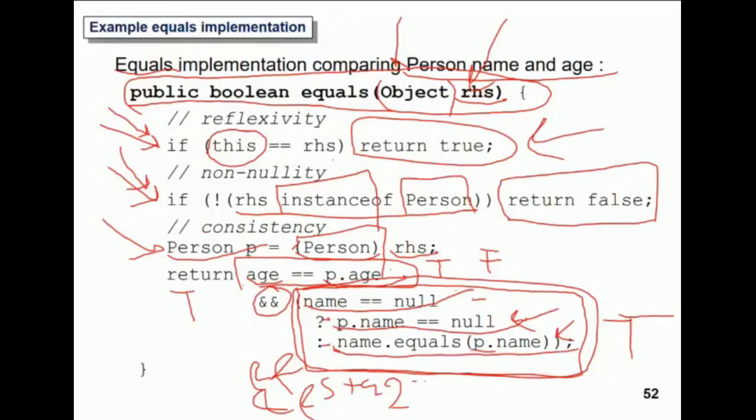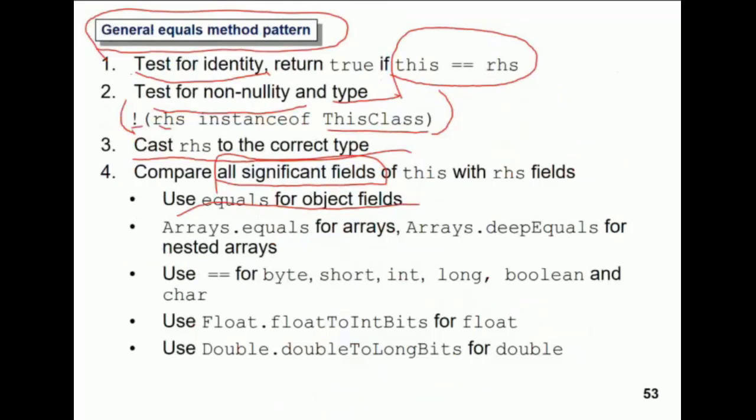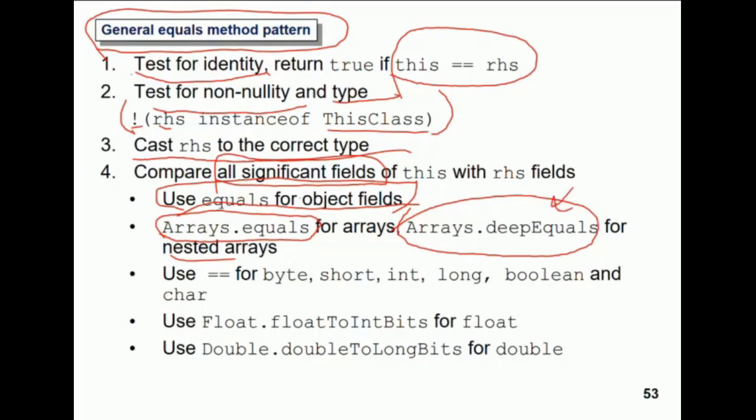So in this here, the age is just an integer. So we didn't use dot equals to check it. We don't need to use dot equals. It's just a simple integer. So you just check it using this equality check. Okay. So use equals for object fields. If you've got an array, you can use arrays dot equals. So the arrays utilities class has got a useful dot equals method. If you've got a nested array, then you use something called arrays dot deep equals. For any of the primitive types, byte, short, integer, long, boolean, and char, you use this.